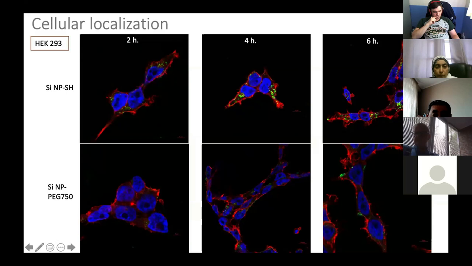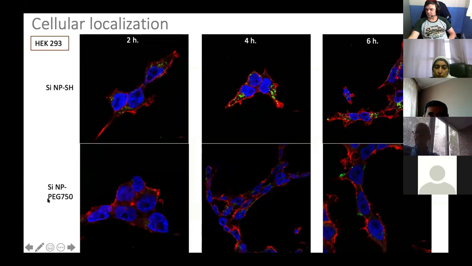So according to these results, we can see that thiolated nanoparticles highly aggregate in the cellular membrane and within the cell, while the penetration of pegylated nanoparticles is much lower compared to the thiolated nanoparticles. And also here we can observe that pegylated nanoparticles are mostly concentrated on the cell surface.